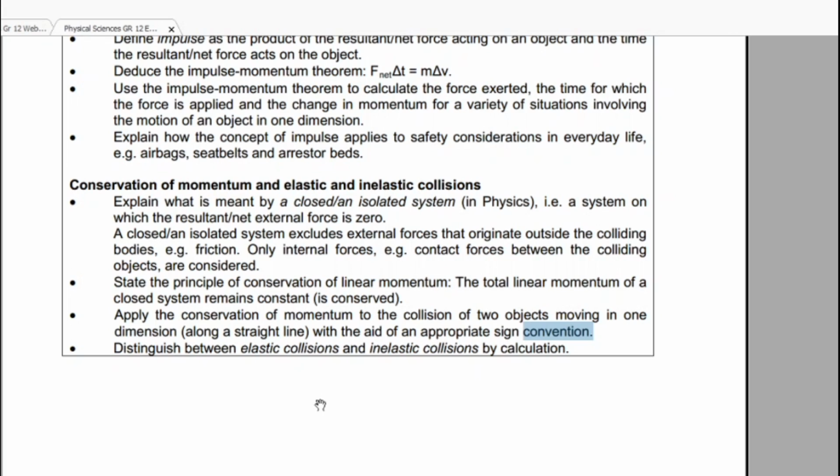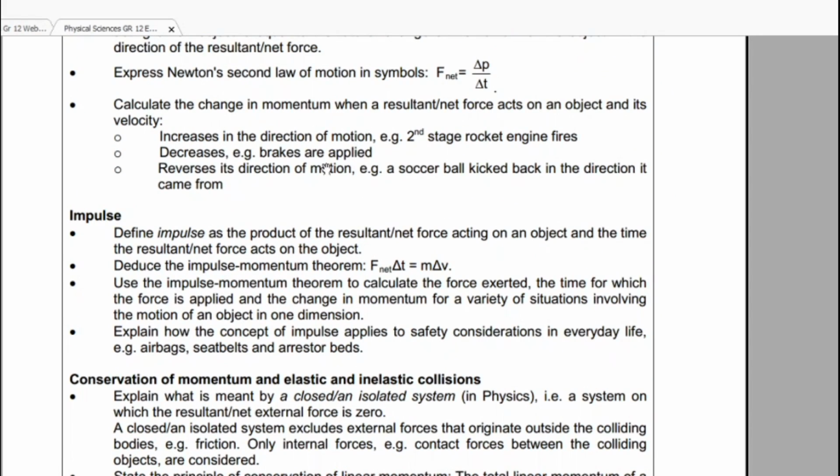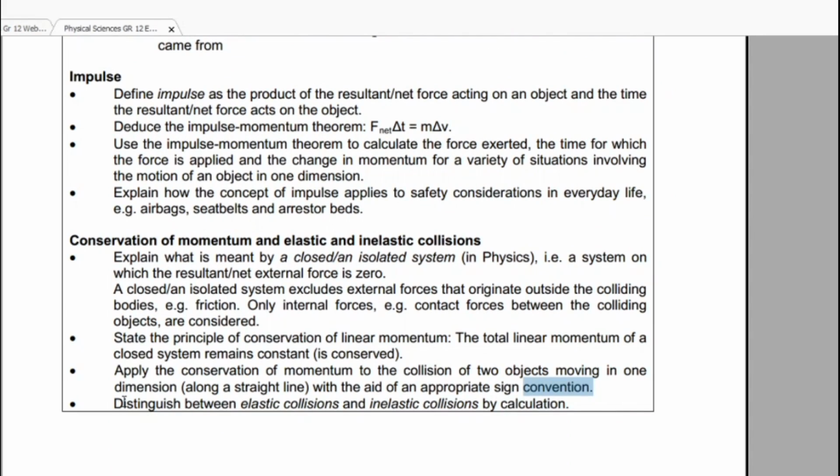If I am answering a question with two objects colliding, I can choose the direction to the right as positive, which means if an object is moving at a velocity to the right, because velocity is a vector quantity, I will give it a positive sign, and if an object moves to the left, I will give it a negative sign. Okay, so all of this will make sense once we start doing questions or examples, right?